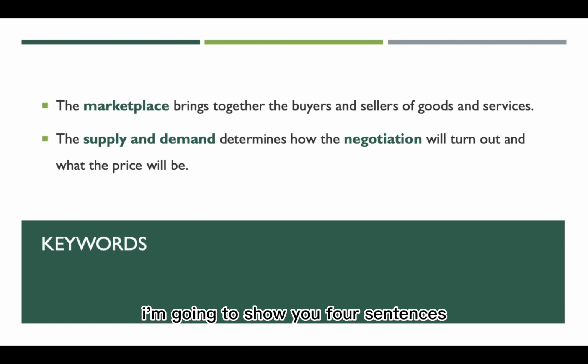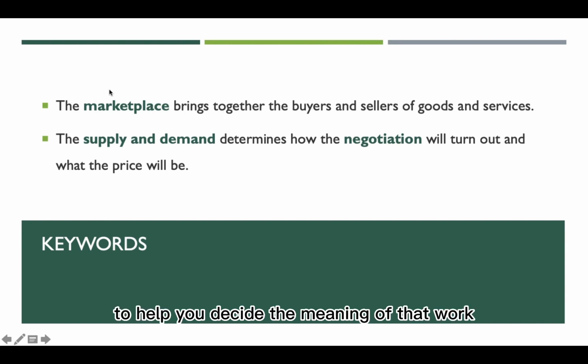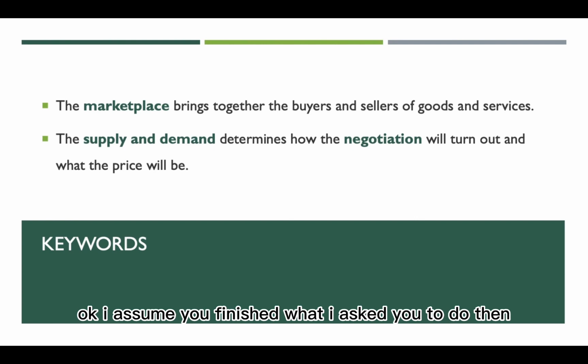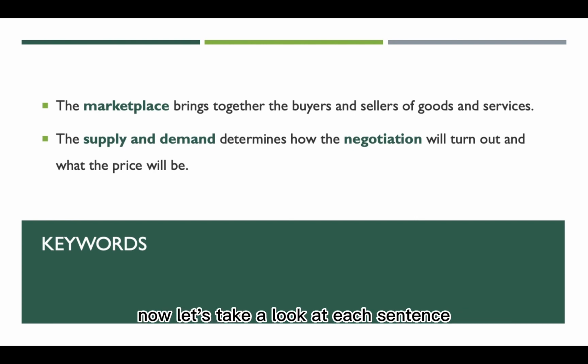I'm going to show you 4 sentences, and in each sentence, 1 to 2 words are in green. I want you to spend some time to use the given sentence to help you decide the meaning of that word. Now please press the pause button and do that, please. Okay, I assume you finished what I asked you to do. Then now let's take a look at each sentence.